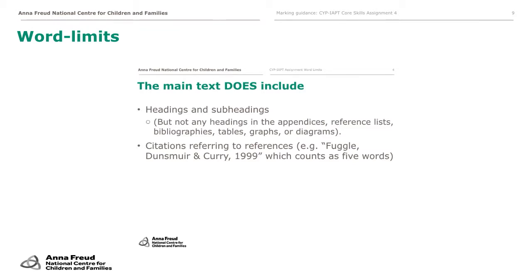Now let's try and clarify exactly what is and is not included in the main text word count. So your main text word count does include headings and subheadings, but not headings and subheadings in the appendices, reference lists, bibliographies, tables, graphs, or diagrams. Any citations within the text are included. So for example, Fugel, Dunsmuir and Curry 1999 will count as 5 words.